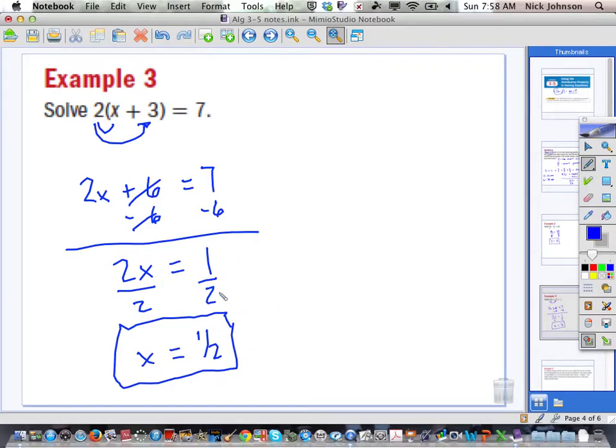A lot of people will make the mistake. A lot of you will get 2/4 and you'll say that it's equal to 2. Not so. Leave it as the fraction if you can't do it that way. Okay? 1/2 equals 1/2. It's fine to write it that way.